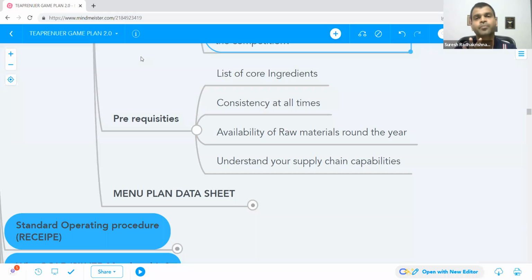There's still an issue, right? But people didn't mind. People would want to have natural stuff, which is not mixed with sulfur and things like that, right? And whenever you decide on a menu item, make sure that it is consistent at all times. And very, very important, availability of raw materials around the year.